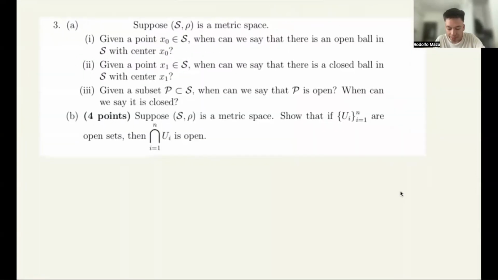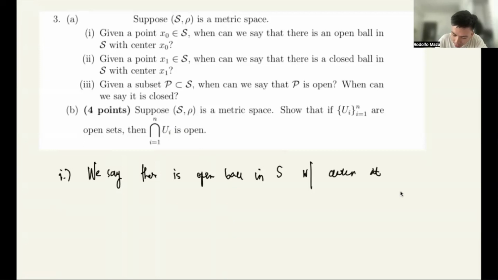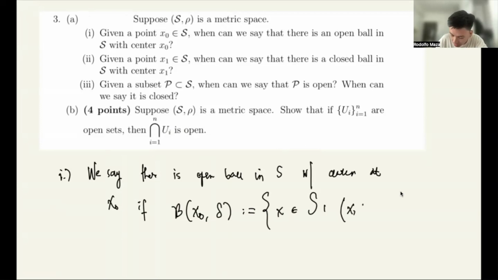Number 3, suppose (S, rho) is a metric space. Given a point x sub 0 in S, when can we say that there is an open ball in S with center x sub 0? We say there is an open ball with center at x sub 0 if B of x sub 0, delta is equal to the set of x in S such that rho of x, x sub 0 is less than delta, for any delta greater than 0.